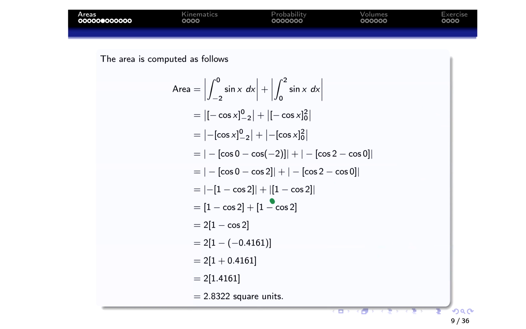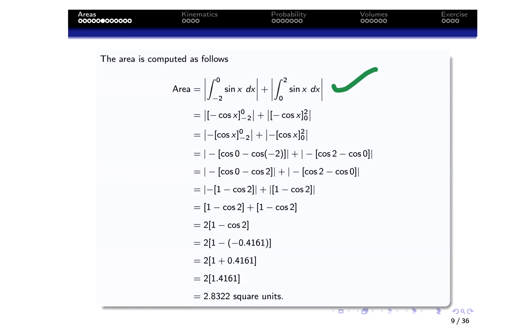But then we're interested in the absolute values, right? So if you find the absolute value of minus 1 into 1 minus cos 2, you get 1 minus cos 2. And here you also get 1 minus cos 2. So that's like 2 into 1 minus cos 2. Cos 2 is minus 0.4161, so that's 1 plus 0.4161, and that's 2 into 1.4161. And that is 2.8322 square units. Where you are going to get into trouble is this: once you don't do the breakdown well, so you need to draw your diagram well, and then you need to break it down properly, like you have seen.